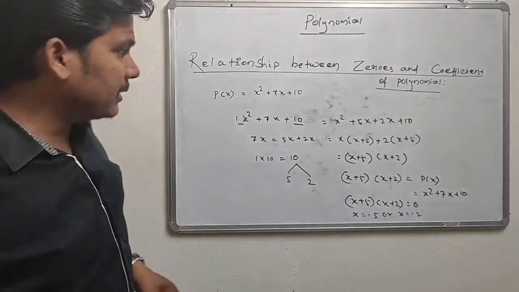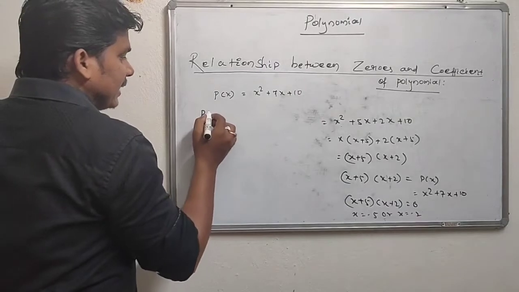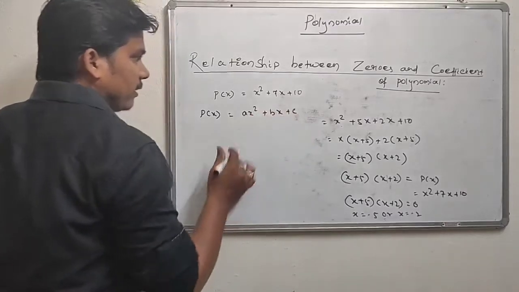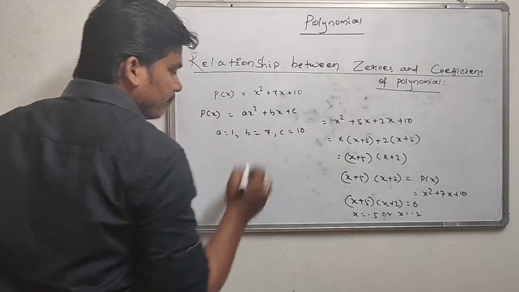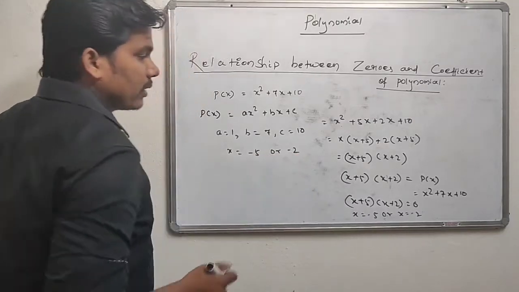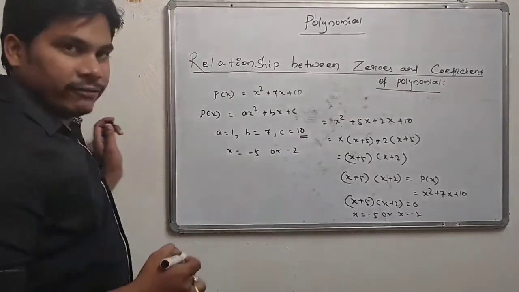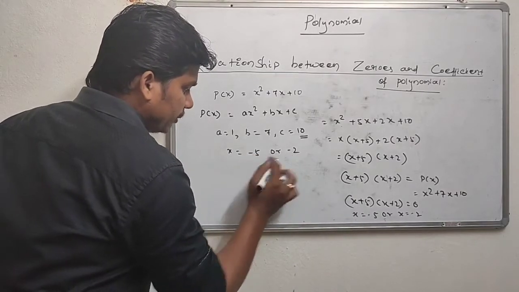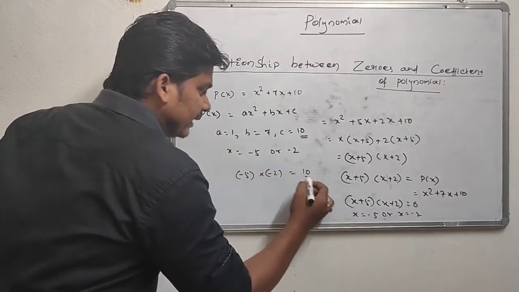Let's see what the coefficients are here. As we know, in general a polynomial can be written as p(x) equal to ax square plus bx plus c, where here a is 1, b is 7, c is 10. See, what are the zeros here? x equal to minus 5 or minus 2. If you multiply minus 5 and minus 2, we'll get 10. Then we can say the product of these two zeros is 10, or we can say 10 by 1.